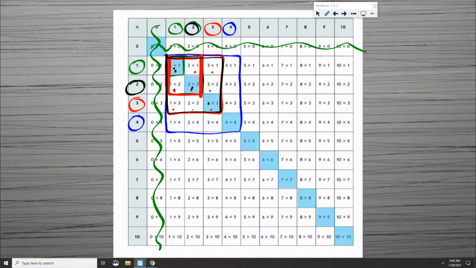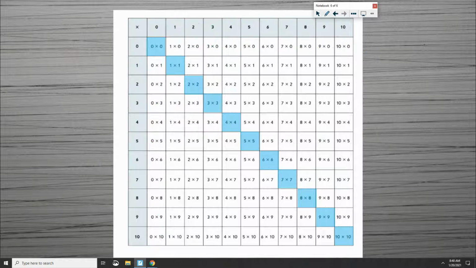All of these blue numbers are the square numbers. So this is 1, this is 4, 3 times 3 is 9, 4 times 4 is 16, 5 times 5 is 25, 6 times 6 is 36, 7 times 7 is 49, 8 times 8 is 64, 9 times 9 is 81, and 10 times 10 is 100. These blue are all square numbers, and they create this diagonal right down the middle of our multiplication grid.